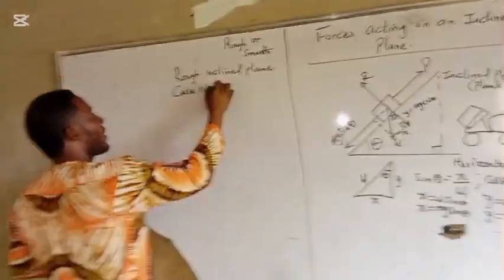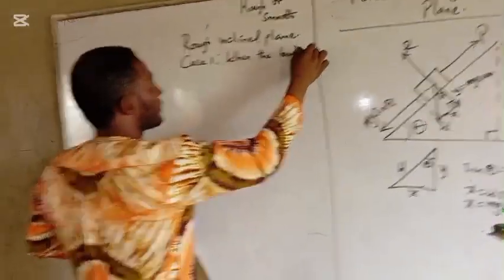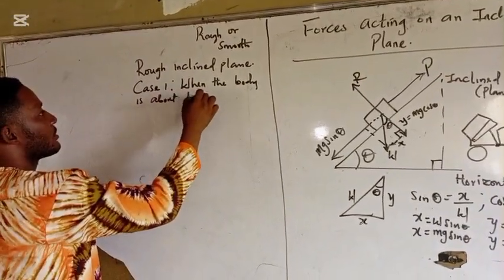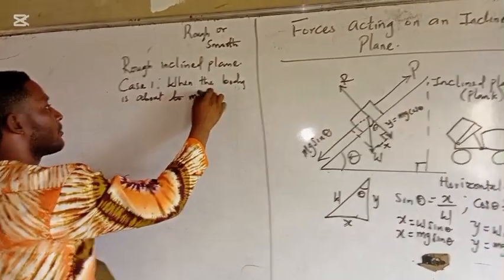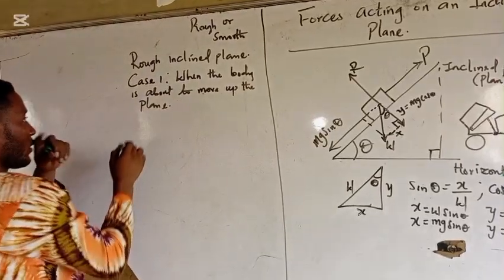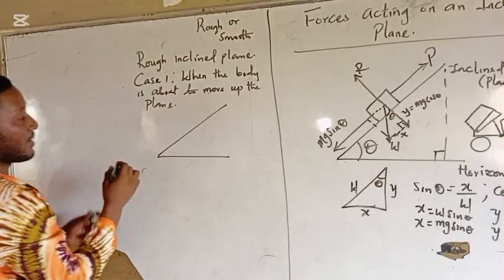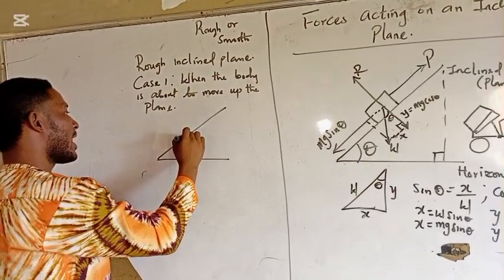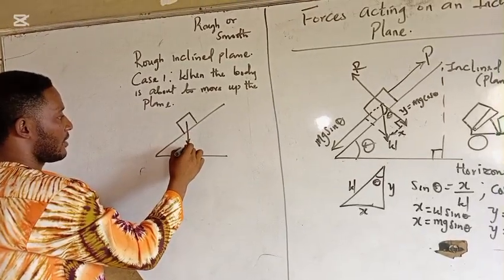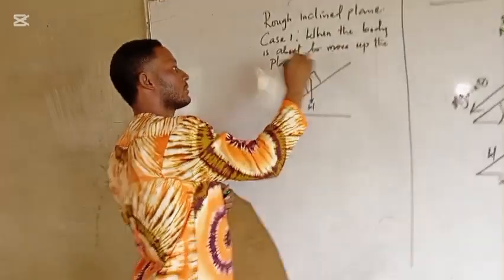Case one. That is when the body is about to move up the plane. What happens? So in this case, we are going to have this kind of diagram. Pay attention to understand this diagram very well. Remember, the body is about to move up the plane. So we are going to have the body like this. The weight of the body is acting down towards the ground. We have the normal reaction R.